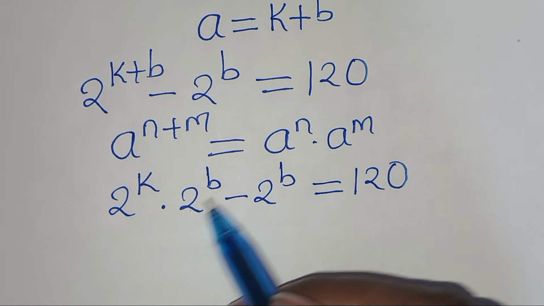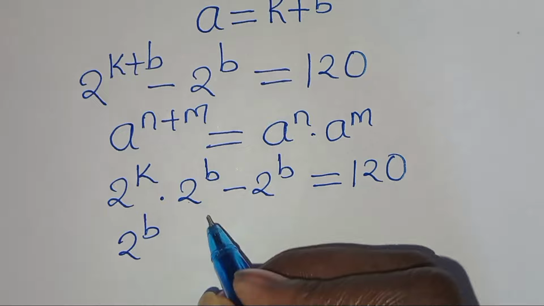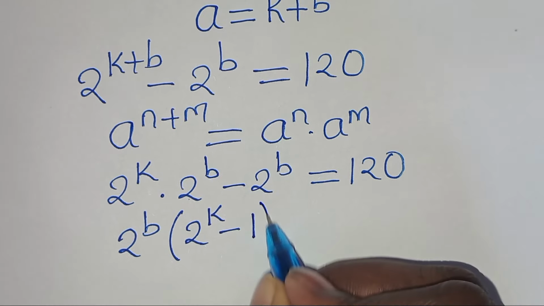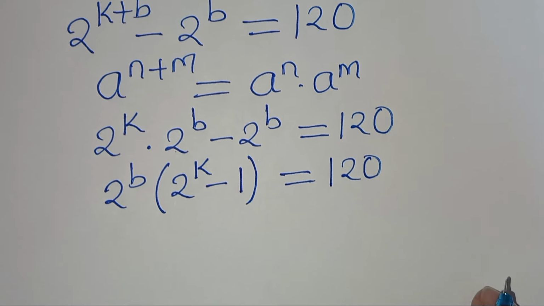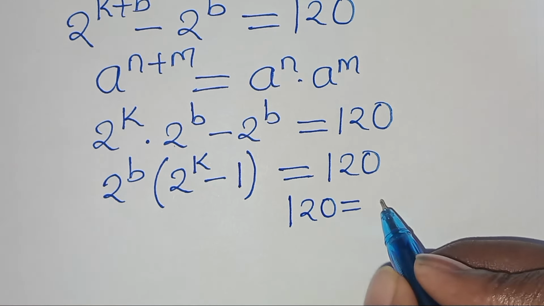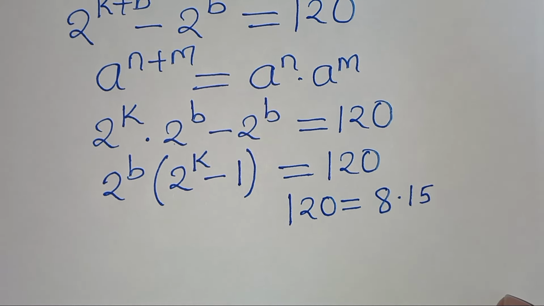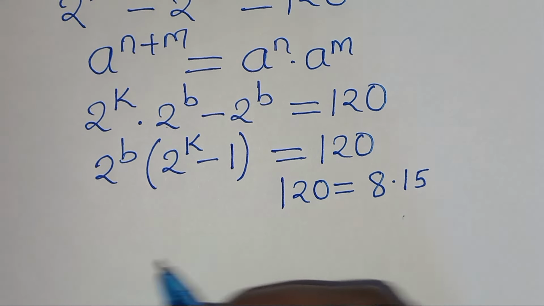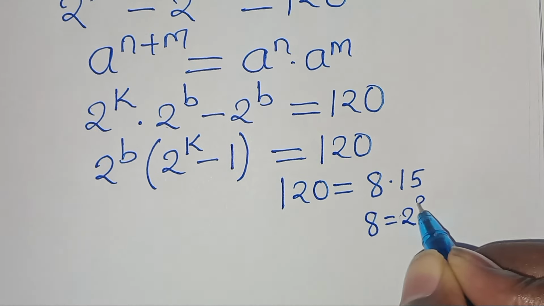The next step is that 2 to the power of b is common here, so we can factor out 2 to the power of b, so that now into the parentheses we have 2 to the power of k subtract 1. This is equal to 120. Now, the next step from here, we can express 120. This is the same thing as 8 multiplied by 15. And therefore, we can establish again here that 8 is the same thing as 2 to the power of 3.